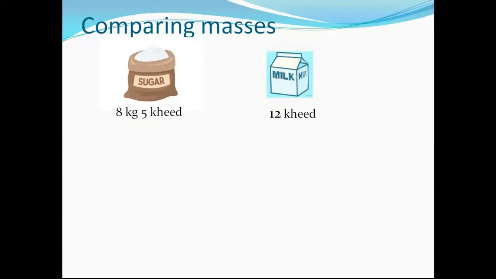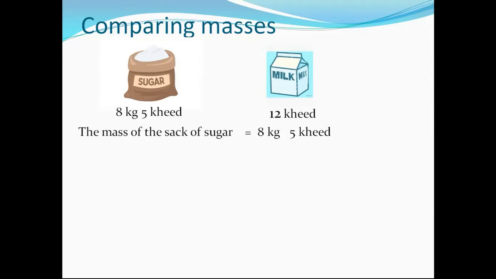Now let's compare the two objects. We have the sack of sugar and we have a box of milk. The mass of the sack of sugar is 8 hectograms and 5 kg, while the mass of the box of milk is 12 kg. Now, to compare the two objects, let's convert first the mass of the sack of sugar into kg.